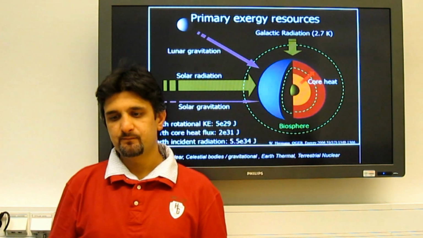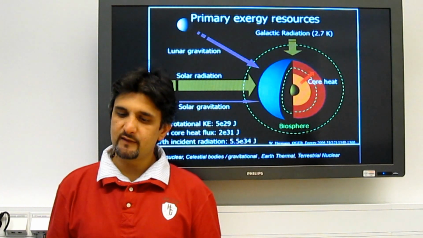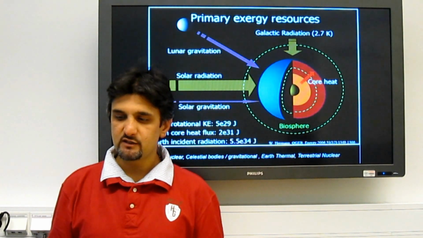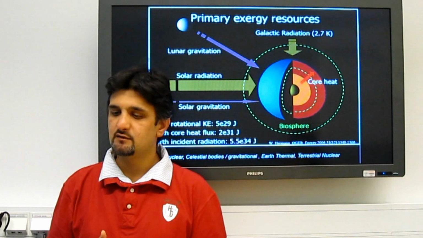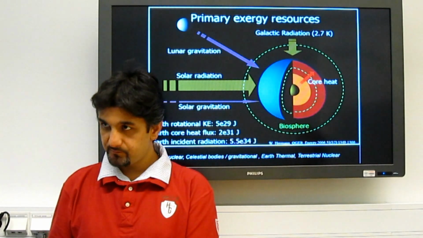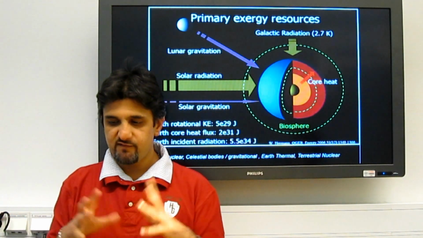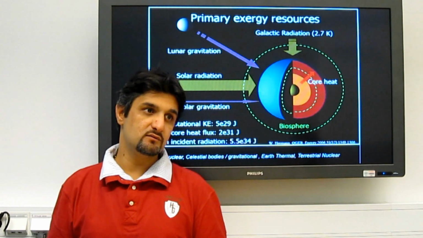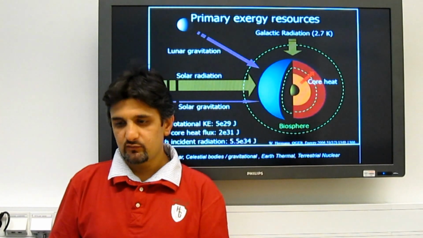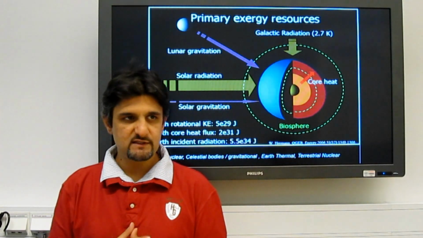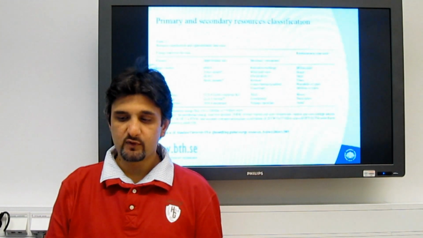As you can see, the lunar gravitation is present in our system. The solar radiation, the solar gravitation is also there. The galactic radiation is going to cause an effect on your system. There is a core here which you can use. And all of them are going to affect the biosphere that we're going to live on. We're going to keep living in this place. So with all the facilities that we've got, we need to overcome the need of providing the energy.